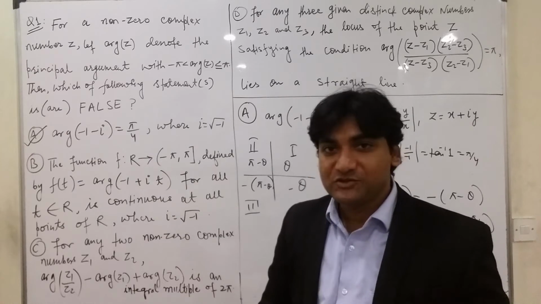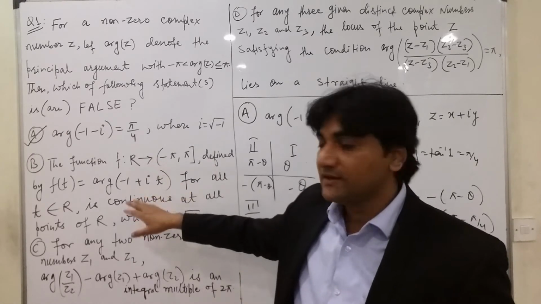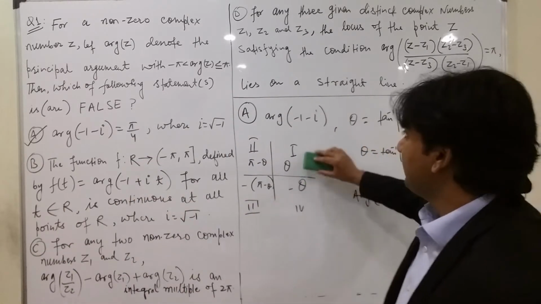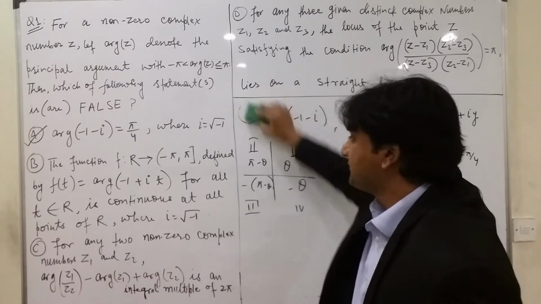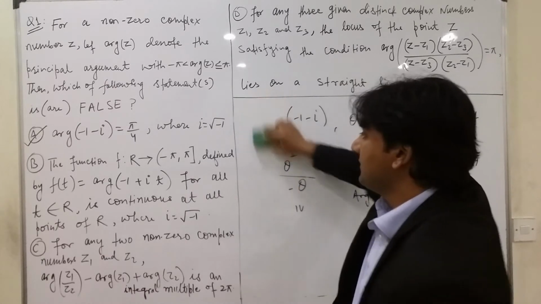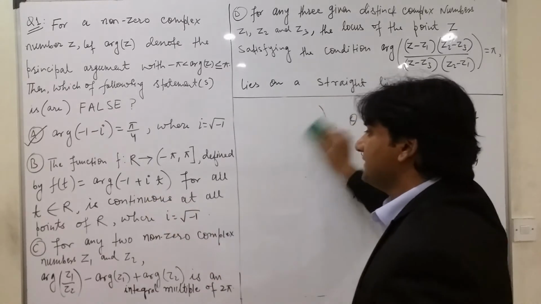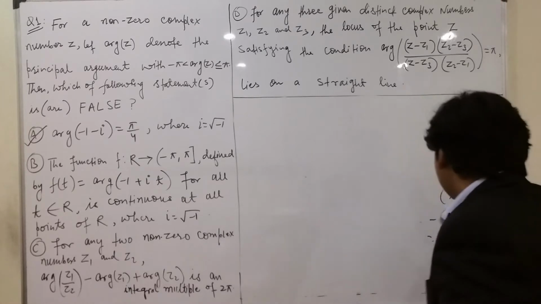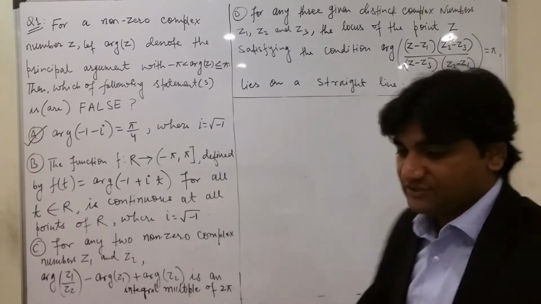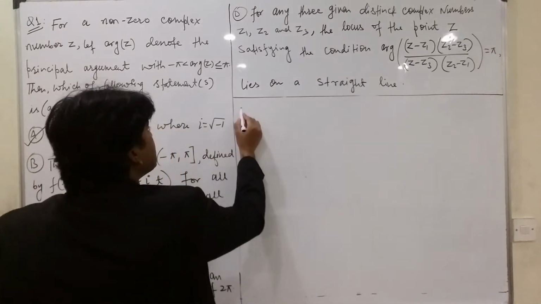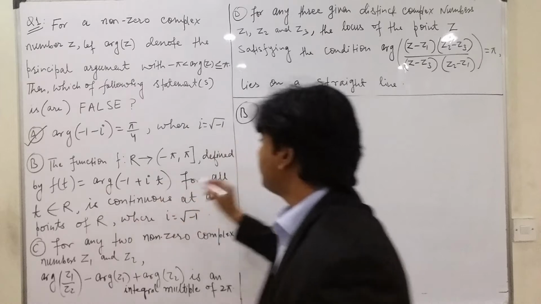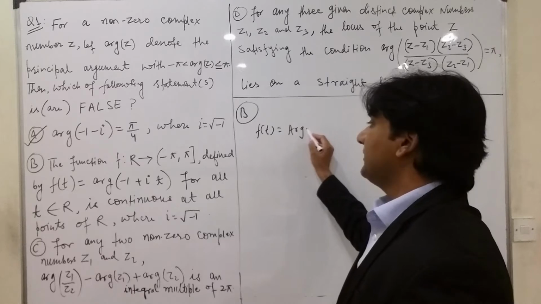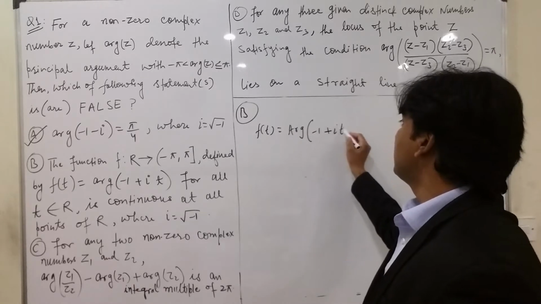Now let us check whether option B is true or false. If it is false, then we have to select this one also. In option B, the function is defined by f of t, which is argument of minus 1 plus it, where t is all real numbers. Right now we have to check whether f of t is continuous or not. So f of t equals argument of minus 1 plus it.